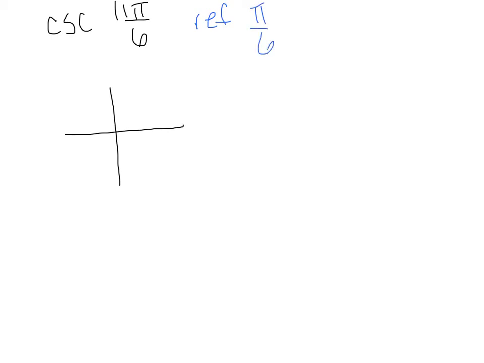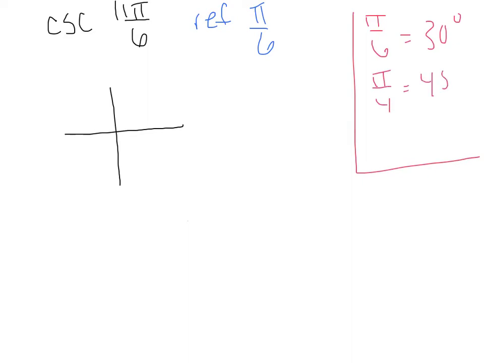Now, what's really helpful for you guys to learn is to simply remember pi over 6 is equivalent to 30 degrees. Pi over 4 is equivalent to 45 degrees. And pi over 3 is equivalent to 60 degrees. Because these are the radian reference angles you're going to see the most often. And that just got really messy again. Let me fix that.